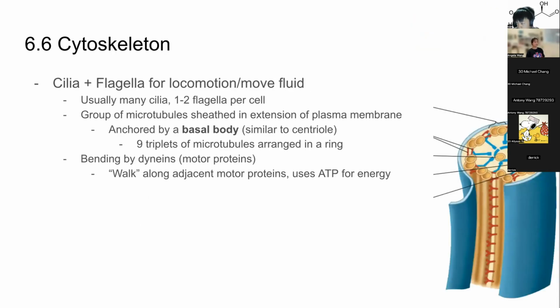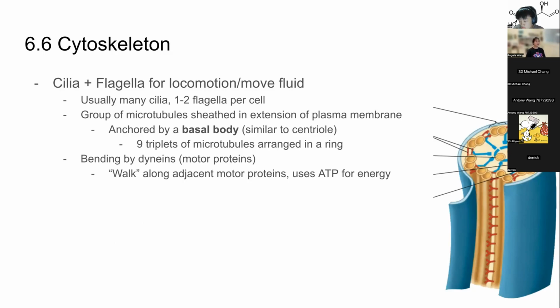Here I talk a little bit more about cilia and flagella. So they are used for locomotion or to move fluid. They move fluid in oviducts, for example, to basically move the egg during ovulation. And it's also used in the windpipe to move out debris. And it's also for locomotion, like on sperm.